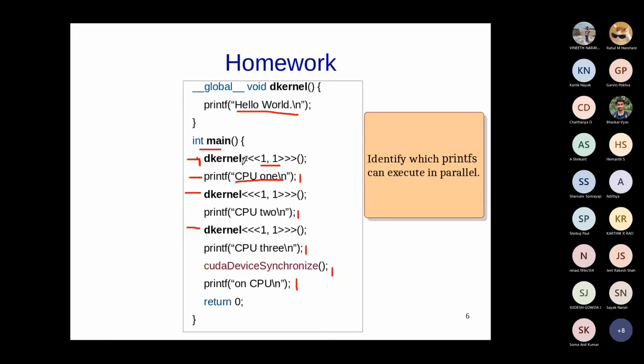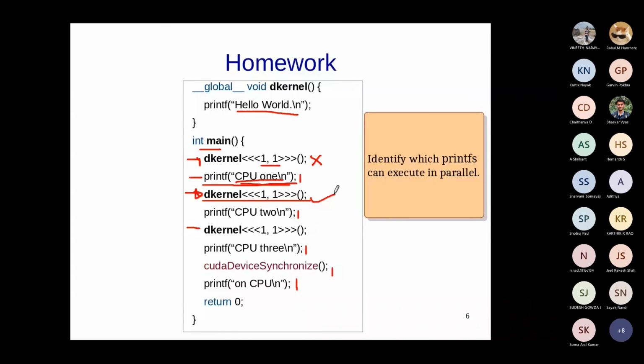Until printf CPU 1 is over, CPU is not going to go ahead. So our printfs are in some sense blocking or synchronous. There is only one thread on the CPU which is running this. And therefore, until the printf is over, you are not going to launch the second invocation of the kernel. At that time, is it guaranteed that the first invocation is over? No, there is no such guarantee. The first invocation might not have even happened. But as soon as printf CPU 1 is printed, the CPU is going to go ahead and launch the second invocation of the kernel.